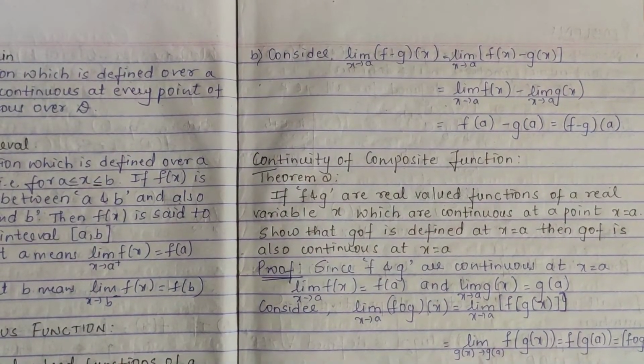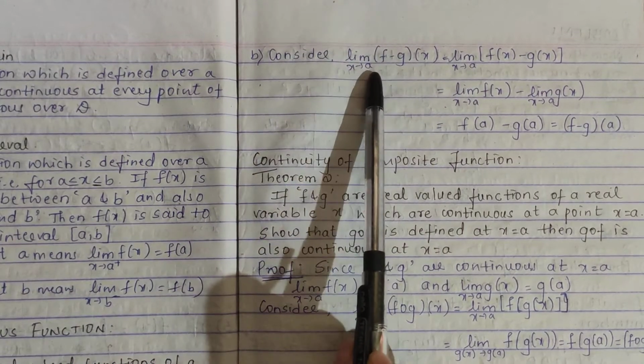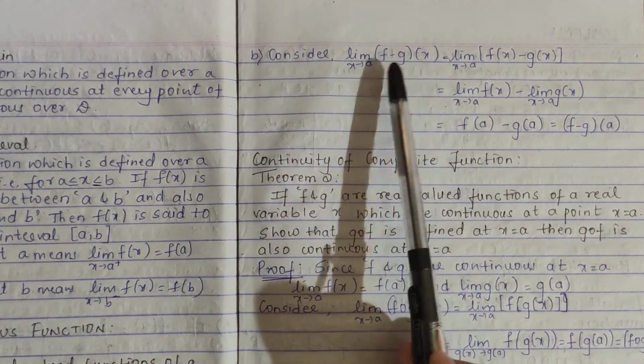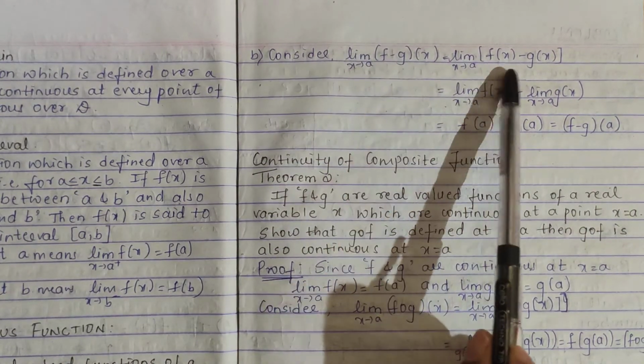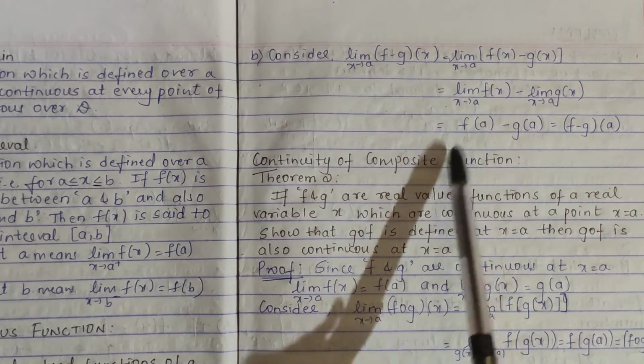In the same way, the second one, which was f minus g, the same we are considering. Consider limit of f minus g of x as x tends to a. In the same way, x is common to both f and g. So f of x minus g of x. See, the limit you have to keep as it is. Later we are applying the limit.